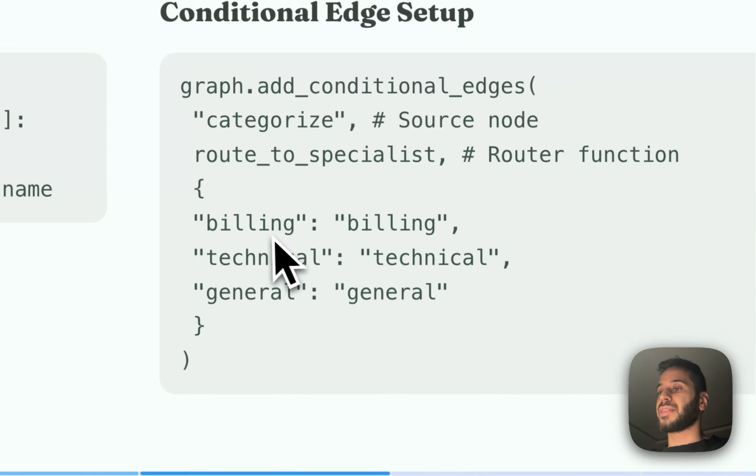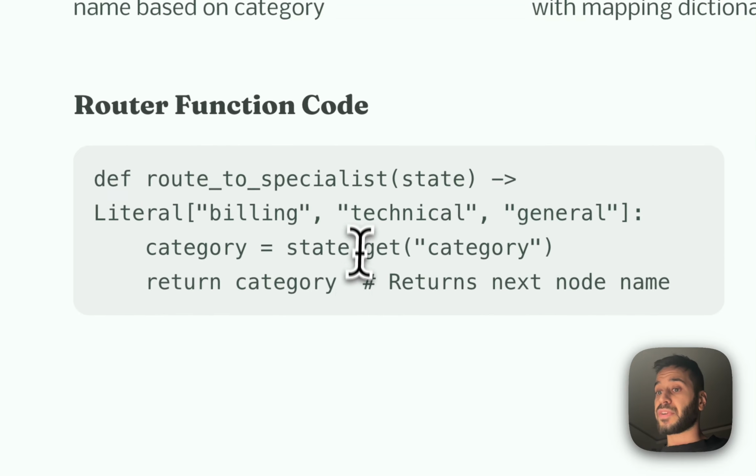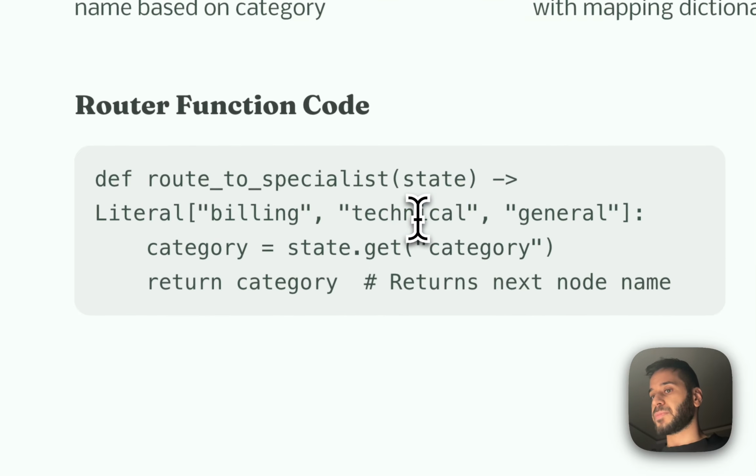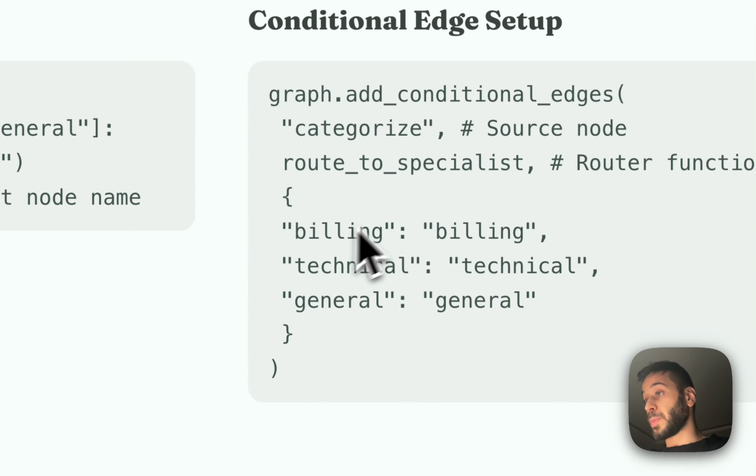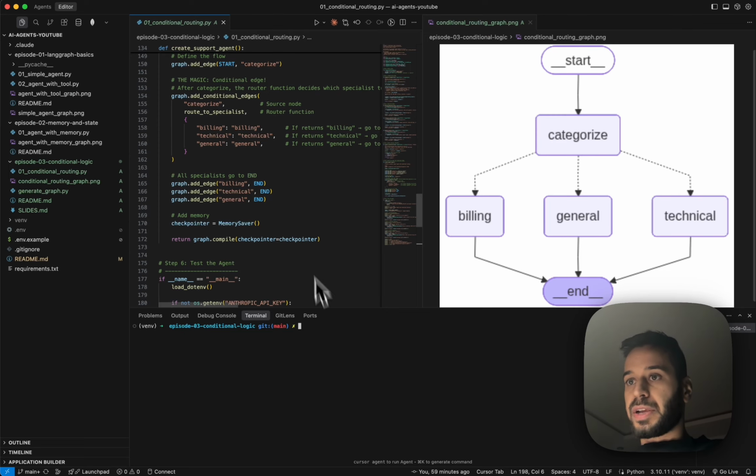So generally, it's like the same name, but the router function output can be anything, actually. It doesn't have to be technical, literally. It can be like technical node or something like that. But usually in this case, the actual names of the nodes are the exact same as the output of the router function. That's why we have the mapping. So now let's go to the code.